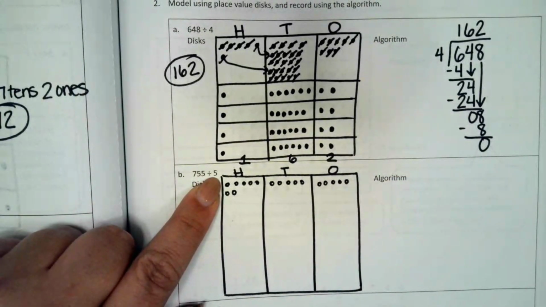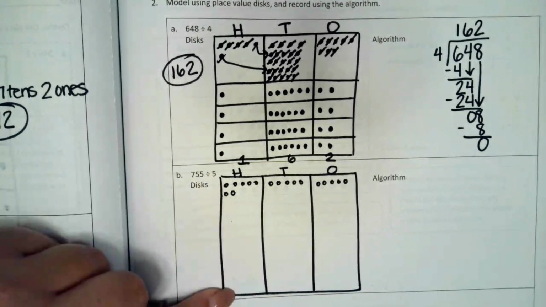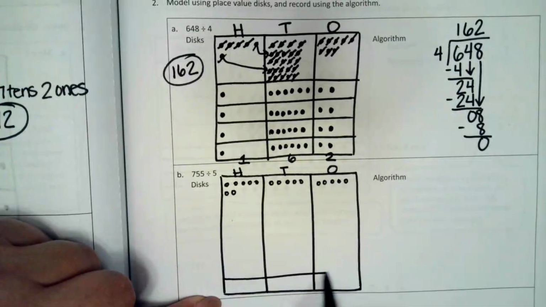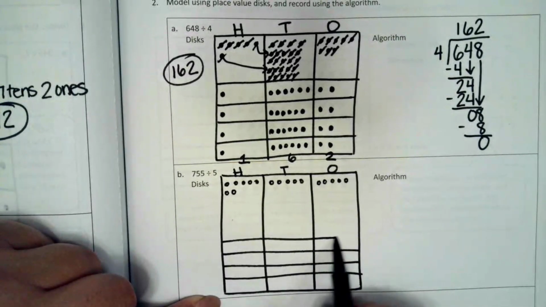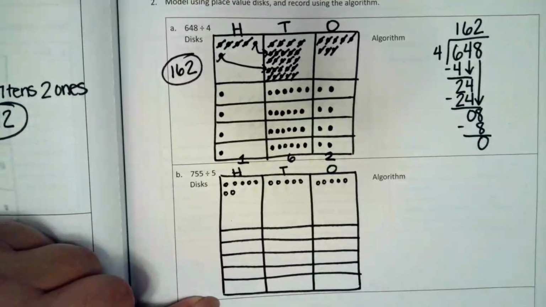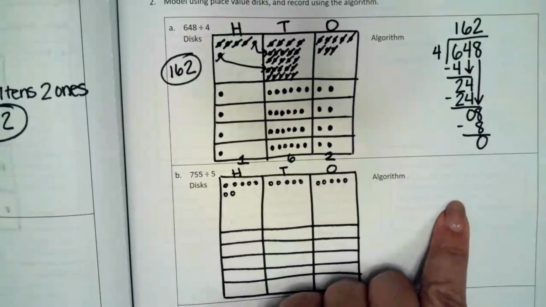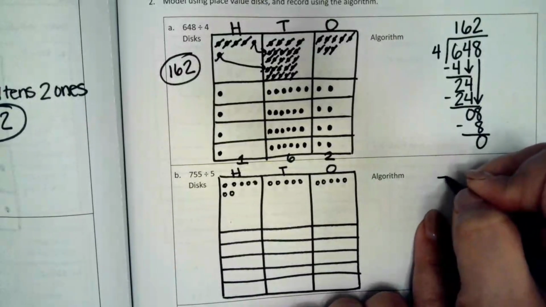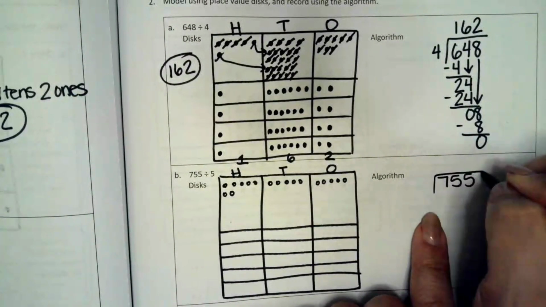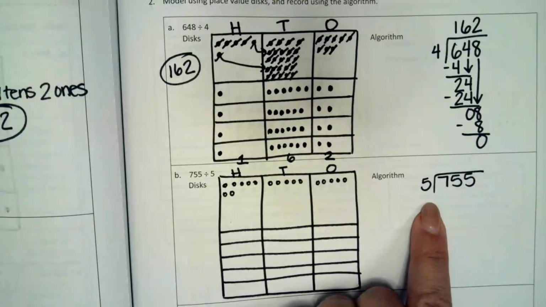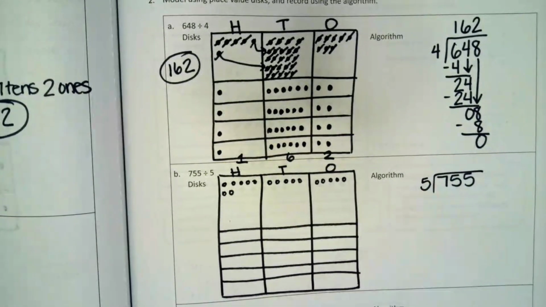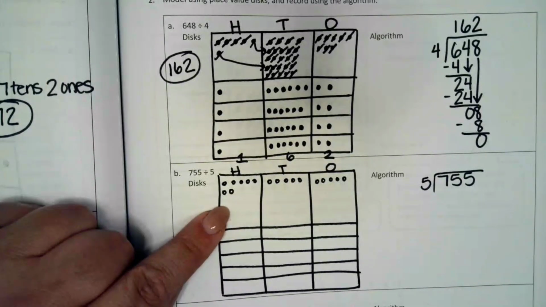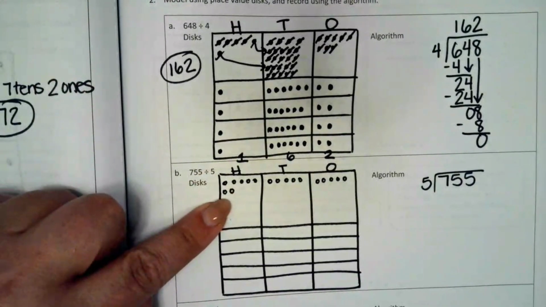How many groups are we going to distribute them into? 5 groups. Let's make our rows down here for 5 groups. 1, 2, 3, 4, 5 groups. We're also going to record the algorithm. So let's set up 755 divided by 5. This time, as we do our steps on the place value chart, we'll do a step on the algorithm as well. We start dividing or distributing in the hundreds place.